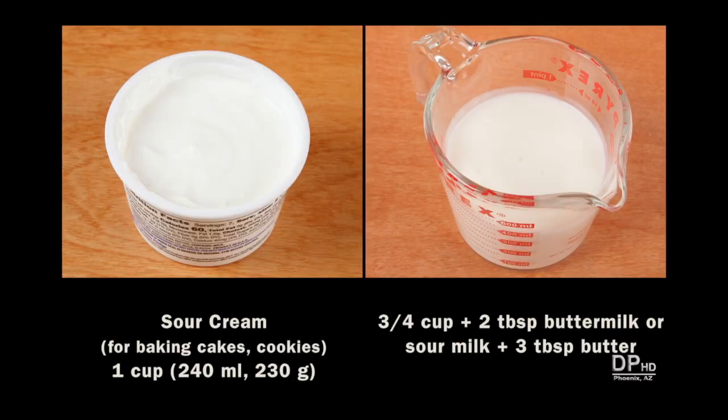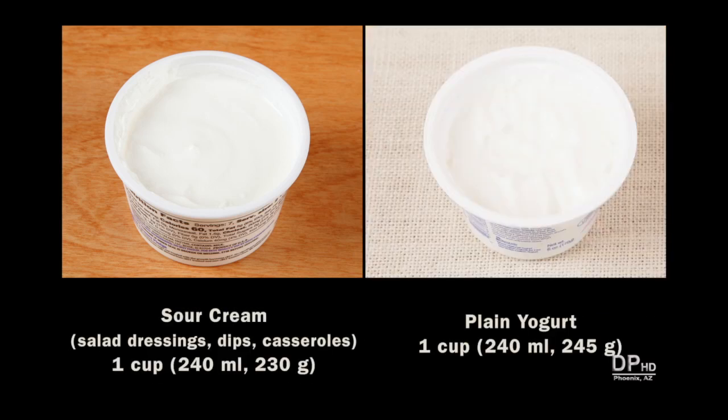To substitute 1 cup of sour cream used in baking, use 3/4 cup plus 2 tablespoons of buttermilk, or sour milk plus 3 tablespoons of butter. For sour cream used in salad dressings, dips, and casseroles, substitute an equivalent amount of plain yogurt.